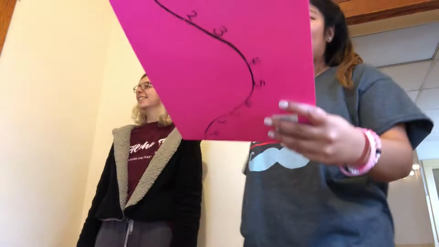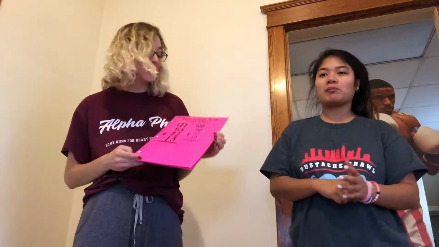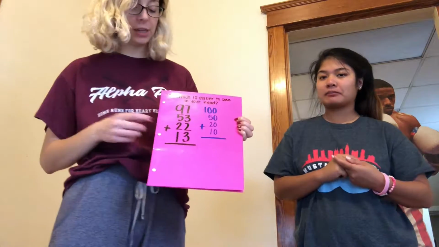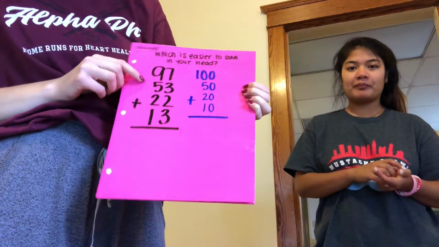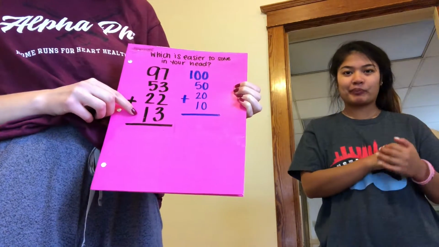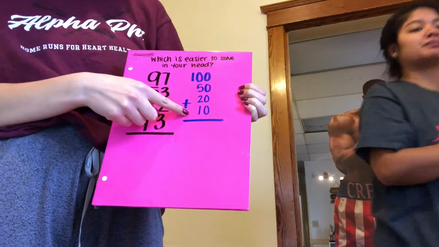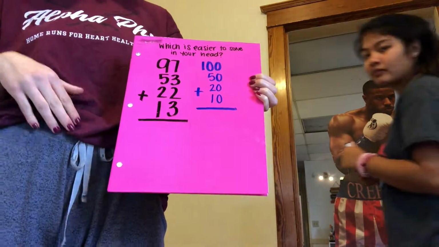Awesome job, guys. So today we are learning how to round and estimate. Today we're going to learn all about rounding and estimation. The first thing I want you to do is look at these two problems. This first one, we have 97 plus 53 plus 22 plus 13. This next one, we have 100 plus 50 plus 20 plus 10. Take a second and with your partner decide which one is easier to solve in your head.